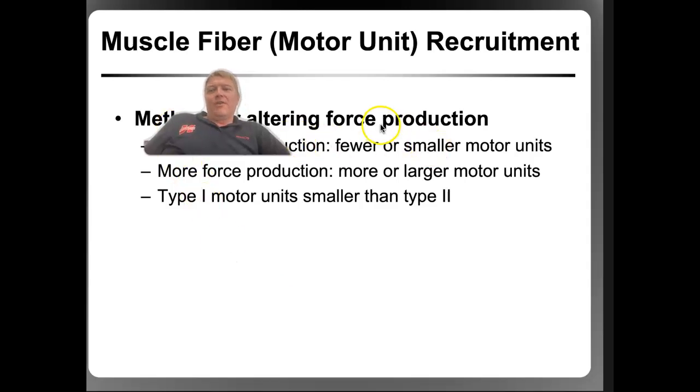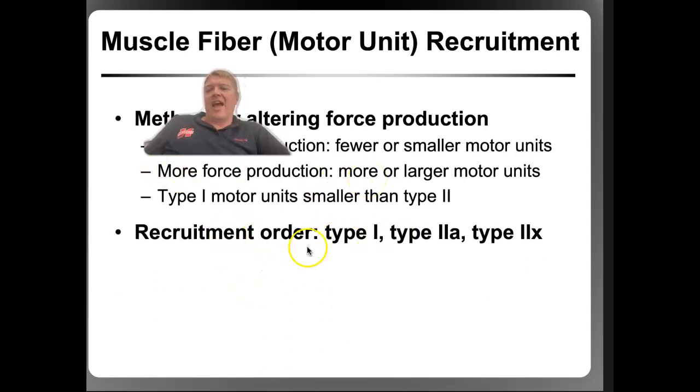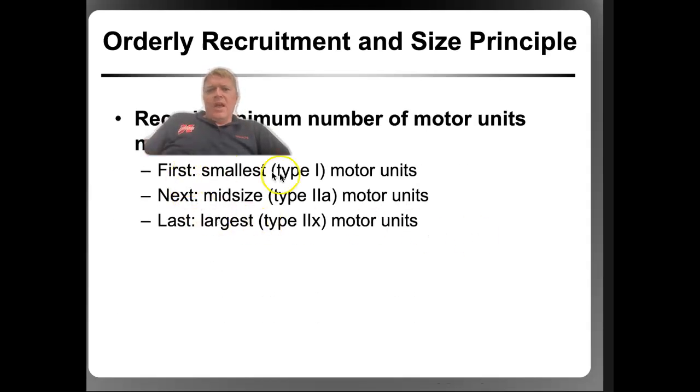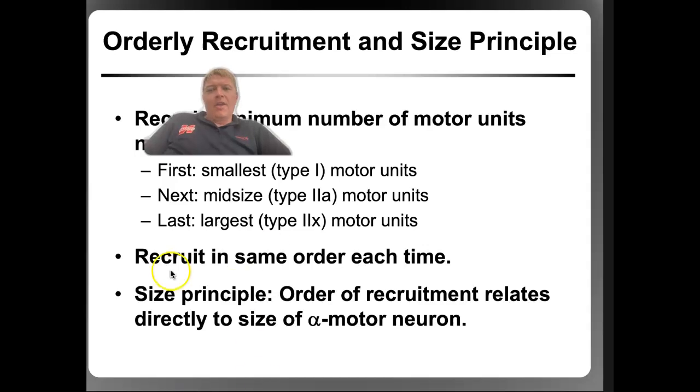So, the method for altering force: less force production is going to use fewer motor units, and more force is going to use more units. Here's the order that things happen. Your body will try to use the type 1 first. When that's not enough, then it'll add the faster twitch and then faster twitch ones. As for size, the smallest ones are the type 1s and the largest ones are the type 2X. That's why in that picture you saw really big black fibers. And they will always recruit in the same order every time.